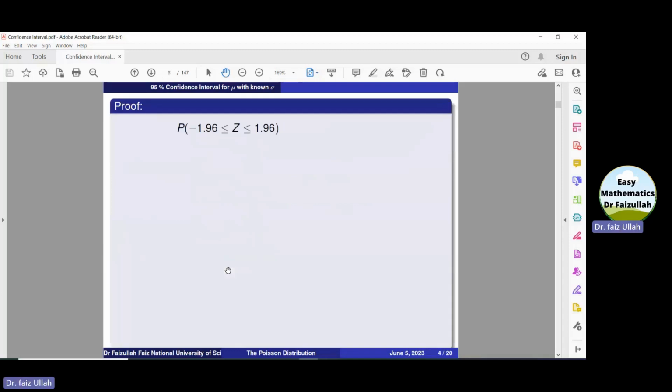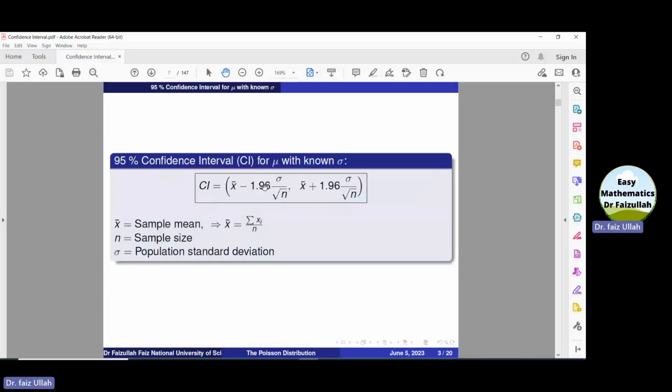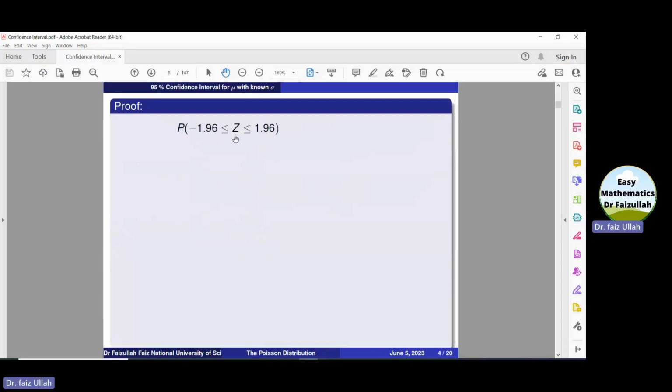To prove this formula, we want to find probability of z between minus 1.96 and 1.96. We take these two numbers from here and here. And now z is a normal distribution, so it is equal to phi of b minus phi of a. But phi of minus a, we know that it is equal to 1 minus phi of a. So using that rule, we get this thing.